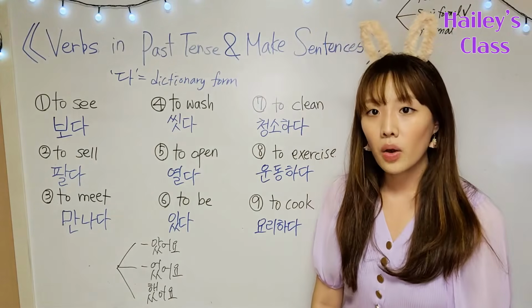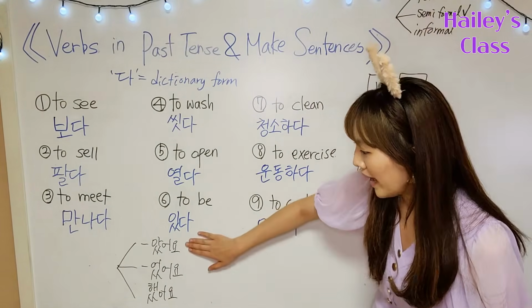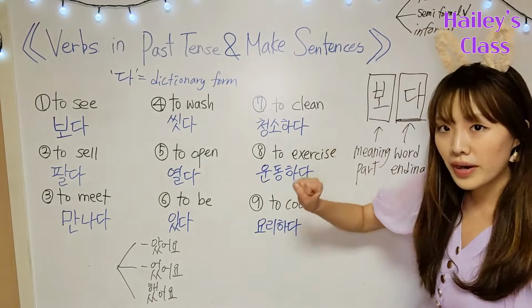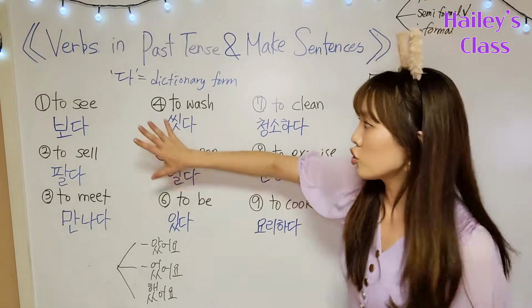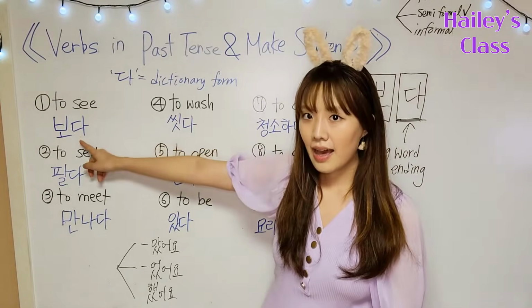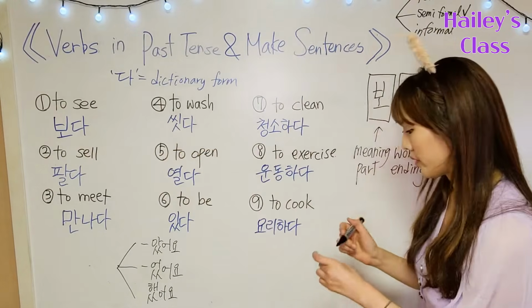Can you see this? Okay, so there is 뭐뭐 왔어요, 없어요, 했어요. We're going to put one of these three to these parts, and delete 다. I'm going to show you first.